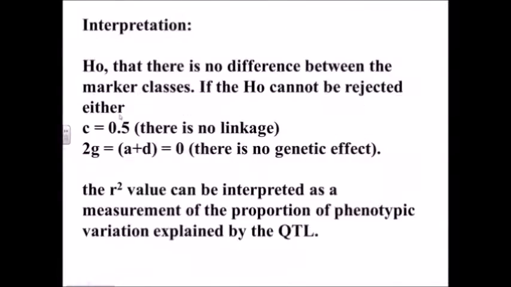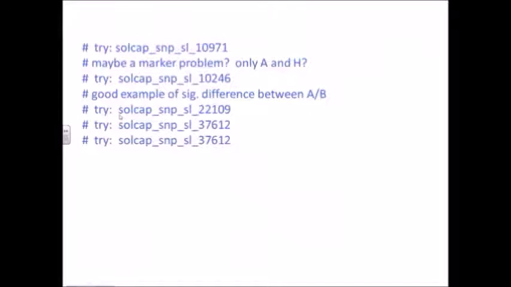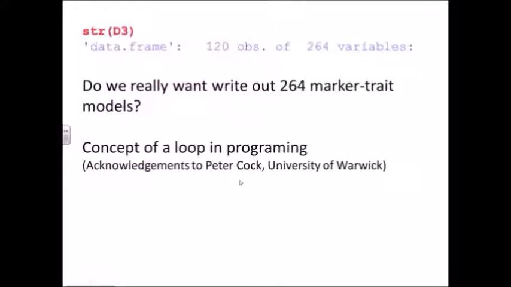I don't want to dwell on it, but the point that I want to leave you with is that there is maybe some data checking that needs to be done. So here's the thing. How many markers do we have? We have 261 markers. So do we really want to write out 261 marker trait models? And I think the answer was an overwhelming no.